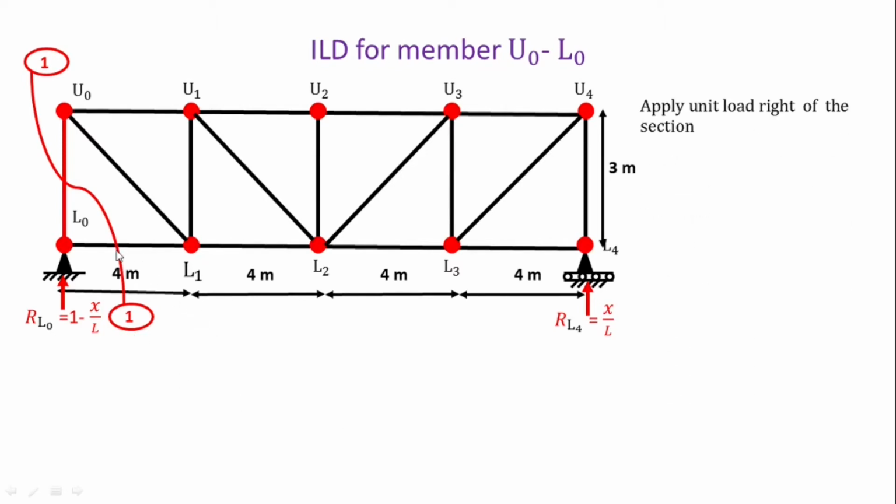Again here, now we are considering the right hand side of the section. So apply the unit load on the right of the section and consider the equilibrium of the left part of the section. So now we are considering the left hand side for our equilibrium conditions. So here the unknown forces are again U0 L0 and L0 L1 and this reaction, 3 forces.